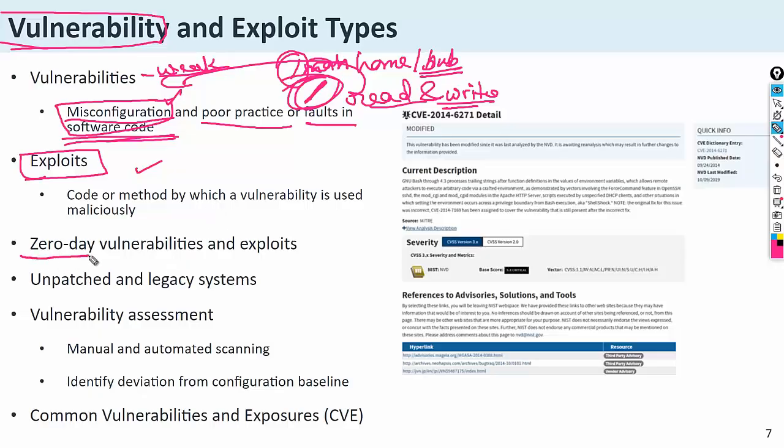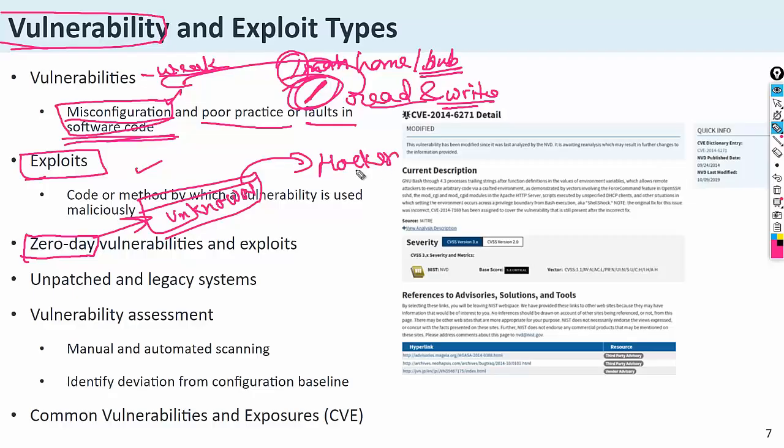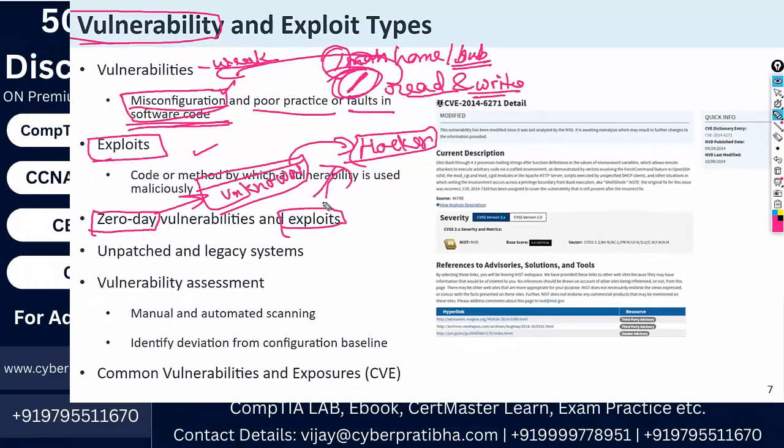The more dangerous vulnerability is known as a zero-day vulnerability. A zero-day vulnerability is a vulnerability which is unknown, unknown by the hacker, unknown by you, unknown by any organization. So these zero-day vulnerabilities are exploited by the hacker, meaning a newly discovered vulnerability is exploited because there is no patch available for it.